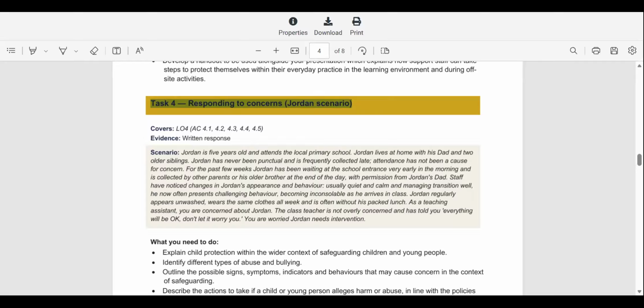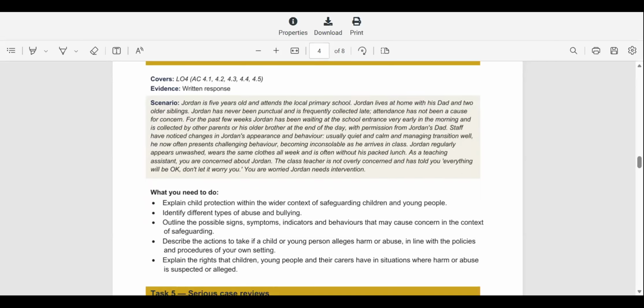Staff have noticed changes in Jordan's appearance and behavior. Usually quiet and calm and managing transition well, he now often presents challenging behavior, becoming inconsolable as he arrives in class. Jordan regularly appears unwashed, wears the same clothes all week, and is often without his packed lunch. As a teacher assistant, you are concerned. The class teacher is not overly concerned and has told you everything will be okay, don't worry. You are worried and feel it needs intervention.